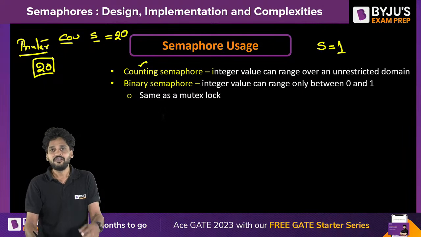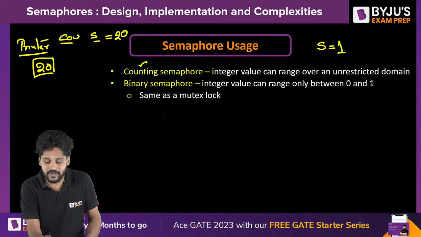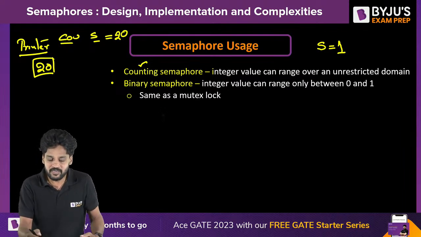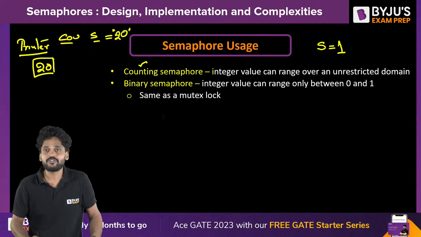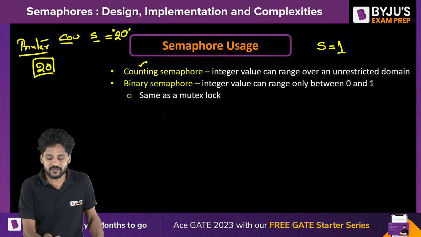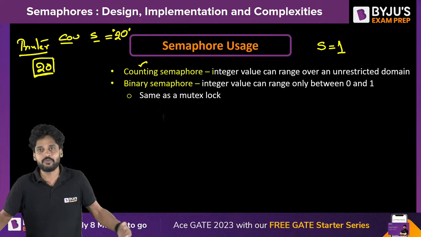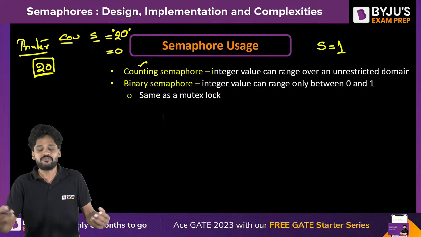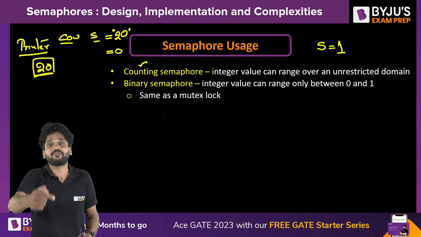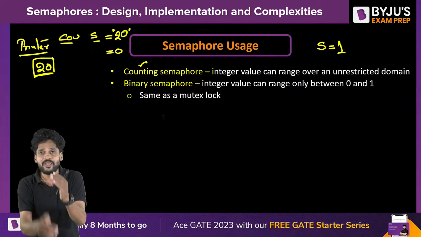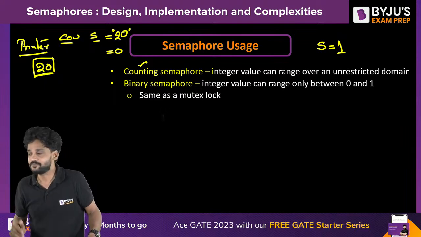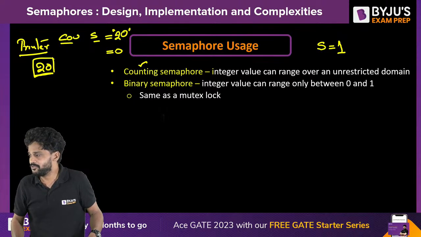Before any process uses one of the printers, it needs to perform a wait operation. Wait operation decrements, obviously. So, at max, we'll be able to provide access to 20 processes simultaneously. Right after all 20 printers in the system are exhausted, being used by different processes, this counting semaphore will become 0. So, no more processes will be able to access. Let us say there is a 21st process that wants to access a printer. It needs to wait since the semaphore value is not available. I hope it made sense, right? Yes or no? I hope you got the point.